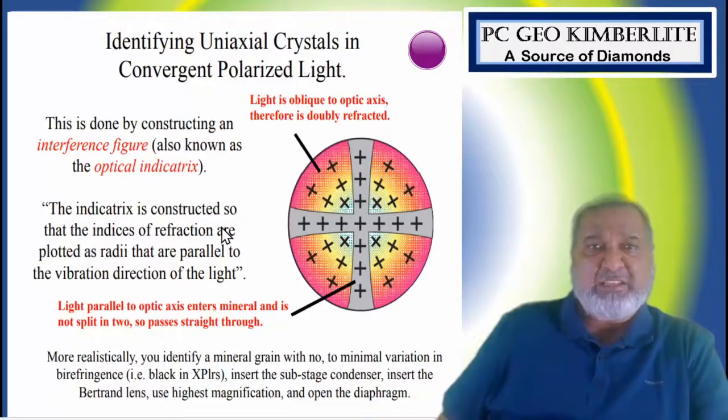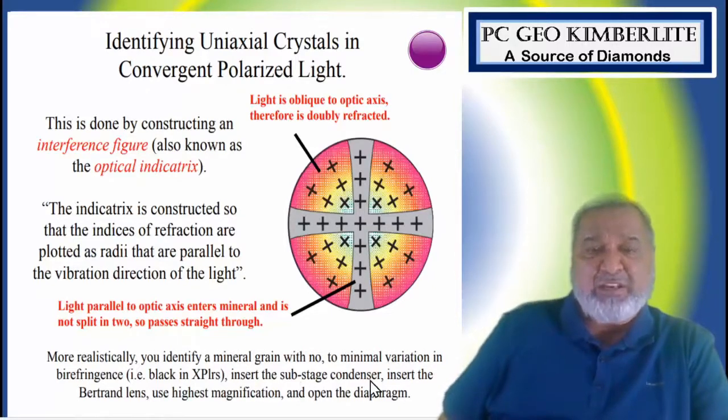The indicatrix is constructed so that the indices of refraction are plotted as radii that are parallel to the vibration direction of the light. Here we have the slow ray and the fast ray. The light parallel to the optic axis, in the center, enters the mineral and is not split into two, so it passes straight through. More realistically, you identify a mineral grain with minimal variation in birefringence.